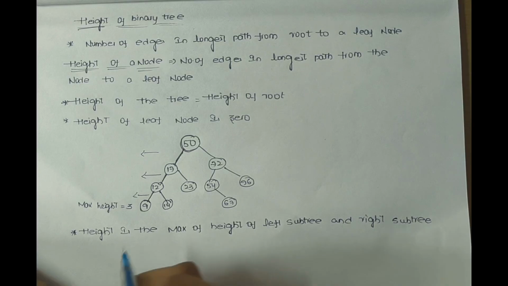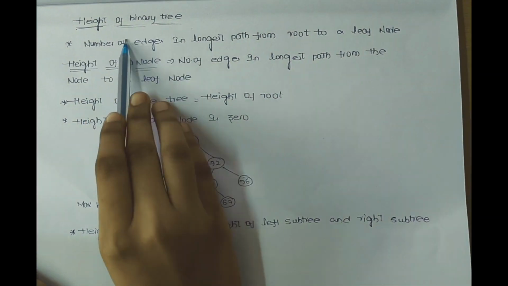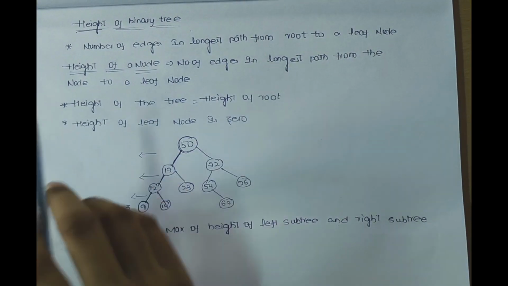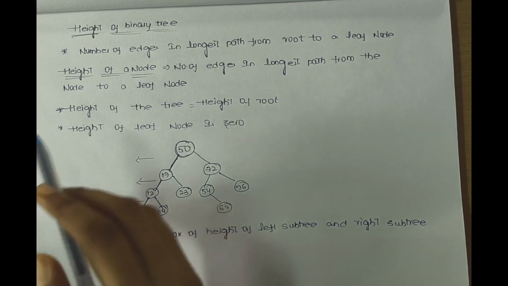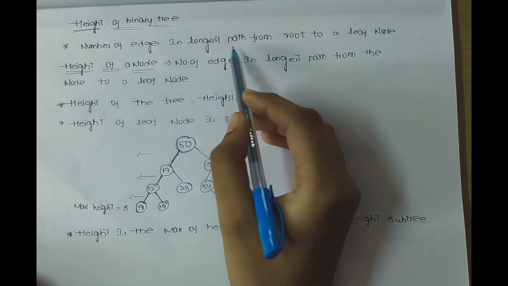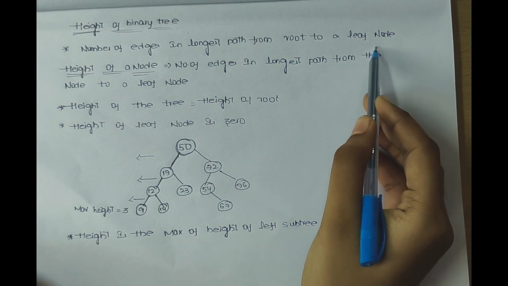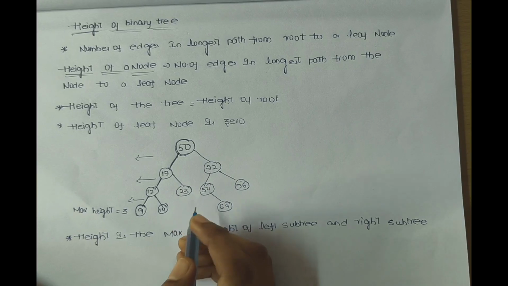So today I am going to explain you about the height of a binary tree. So basically the definition of height of the binary tree is the number of edges in the longest path from the root to the leaf node. So here we can see the example.